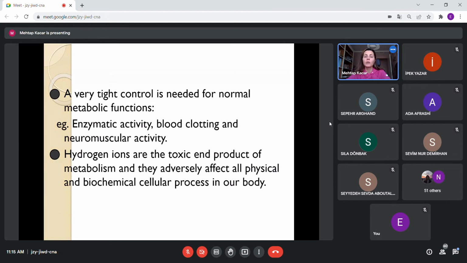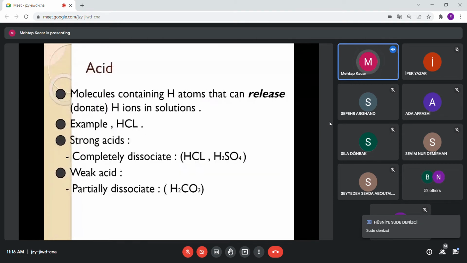Enzymatic activity, blood clotting, neuromuscular activity, hormonal secretion, cardiovascular function, and respiratory function occur within the normal pH, and all these functions need normal arterial or blood fluid pH. Hydrogen ions are toxic metabolites, and these ions adversely affect all physical and biochemical cellular processes in our body.